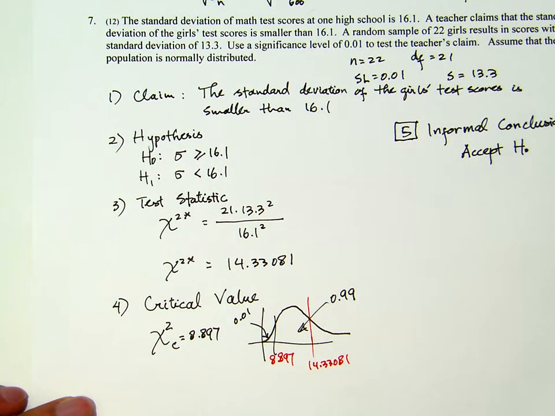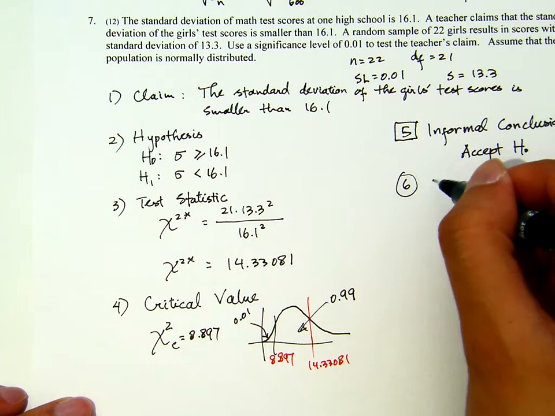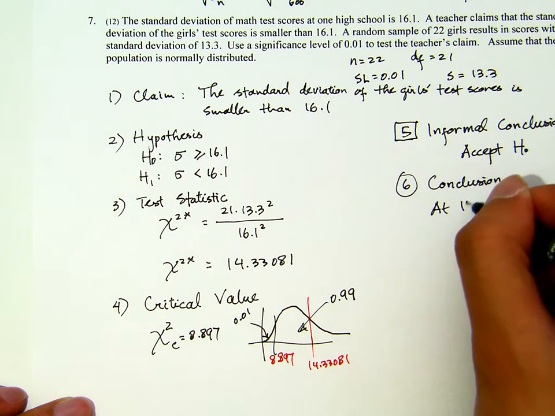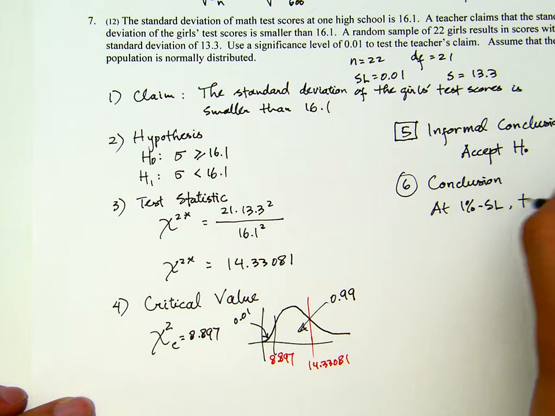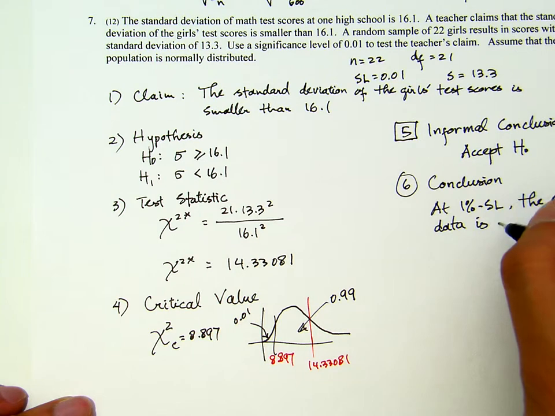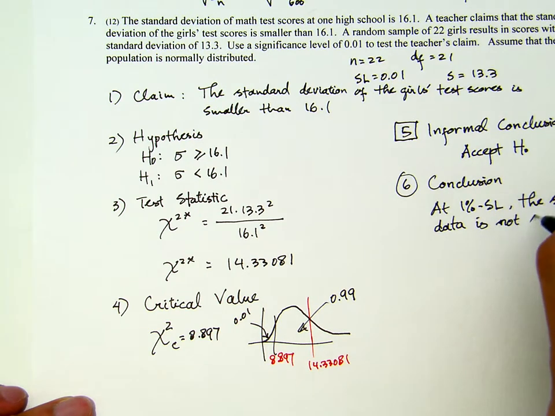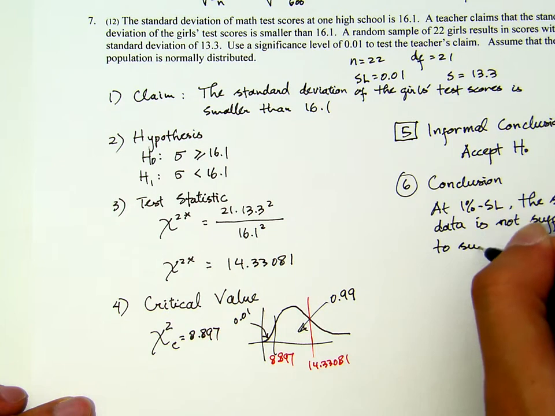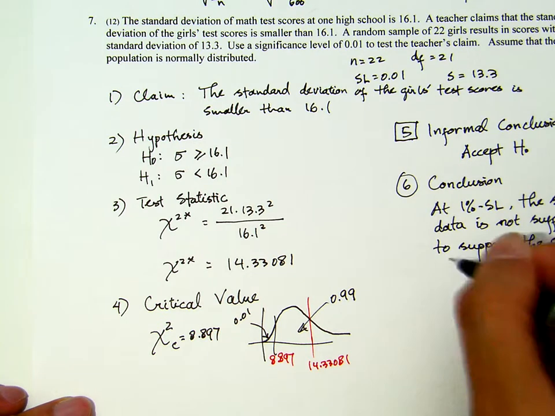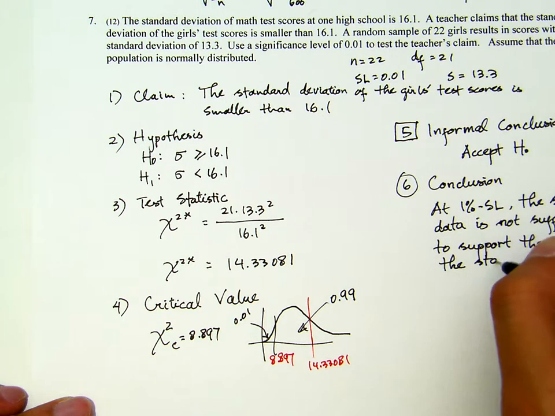Okay, or we can say that later on, based on the sample data, the conclusion at 1% significance level will be: the sample data is not sufficient to support the claim that the standard deviation is smaller than 16.1.